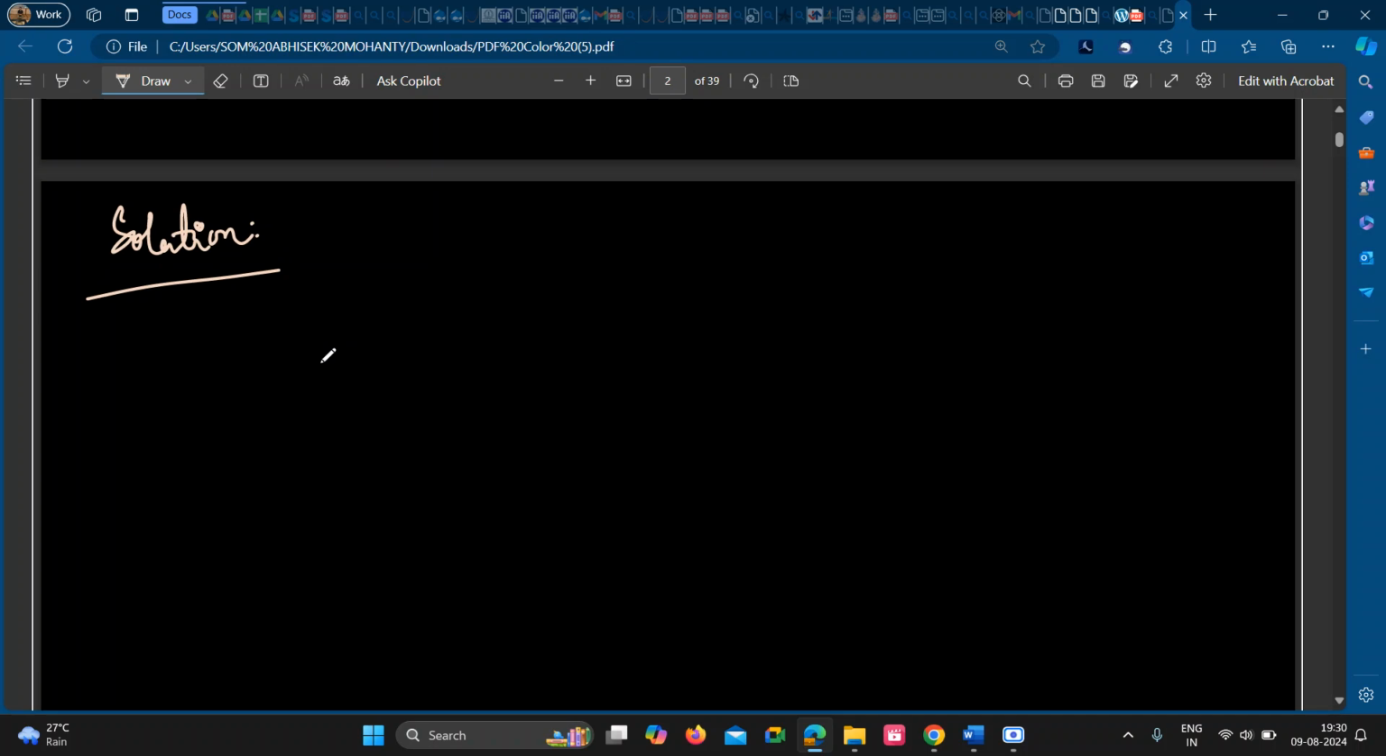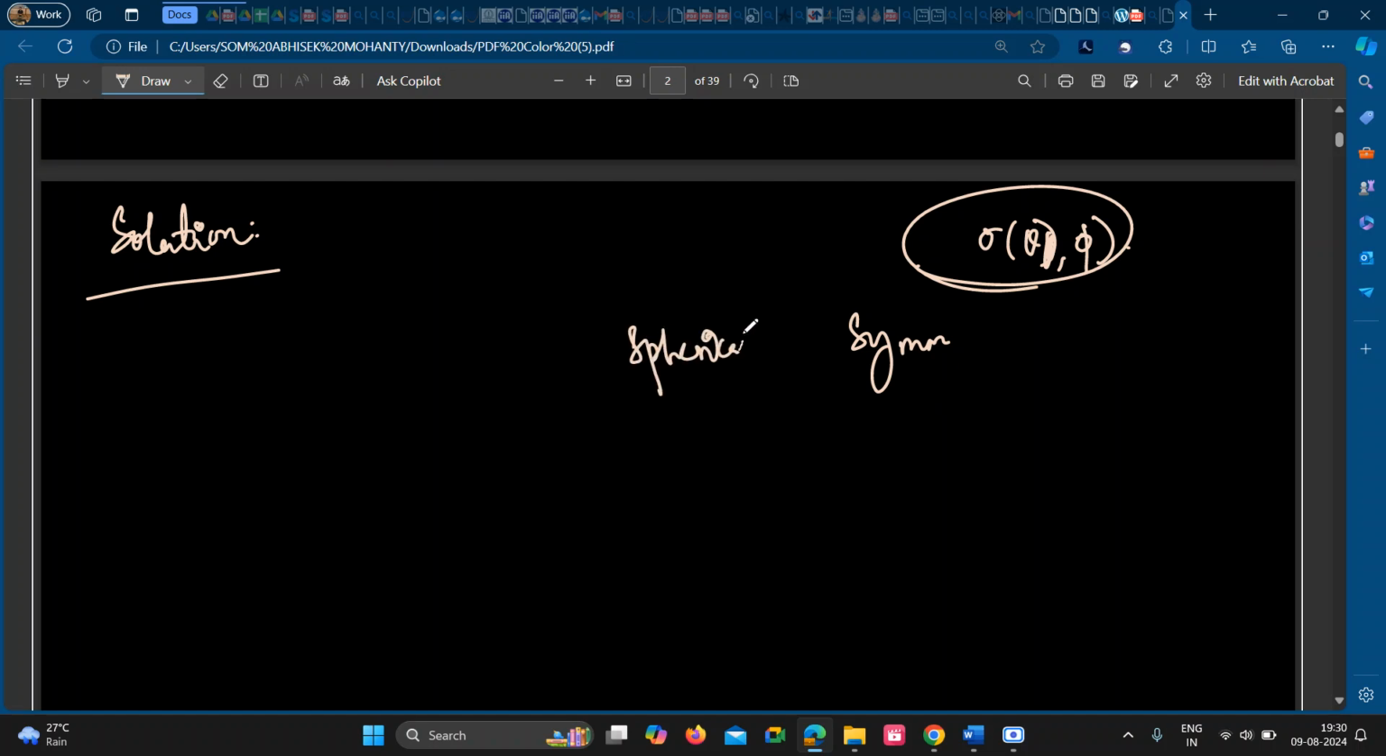First of all, what is scattering cross section? Scattering cross section is simply sigma of theta phi. If it is a spherically symmetric potential, then this sigma theta phi becomes sigma of theta. There is no phi in it. So let's move to the question. We have to find this sigma theta.